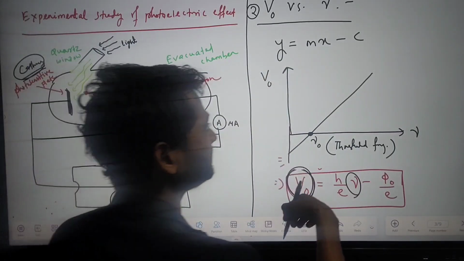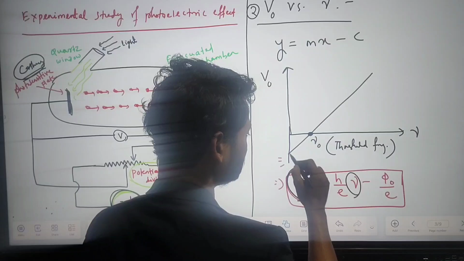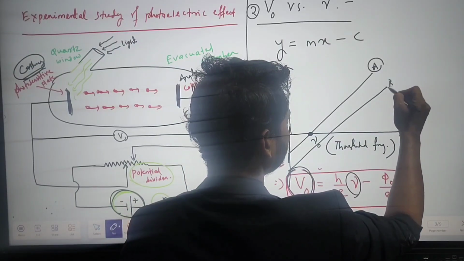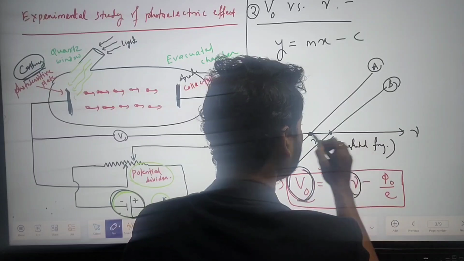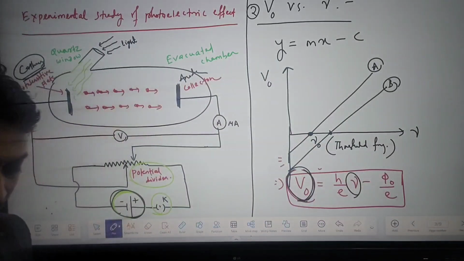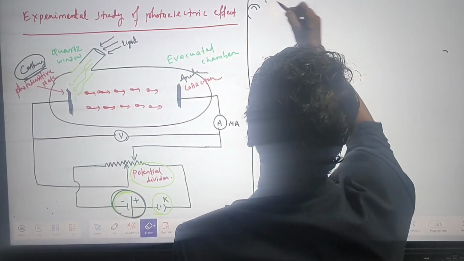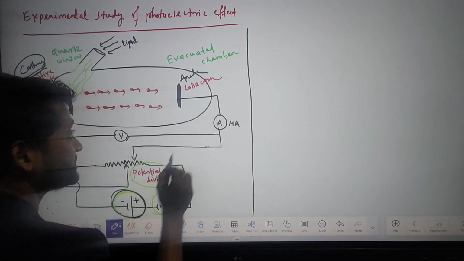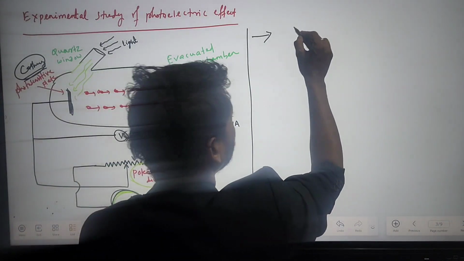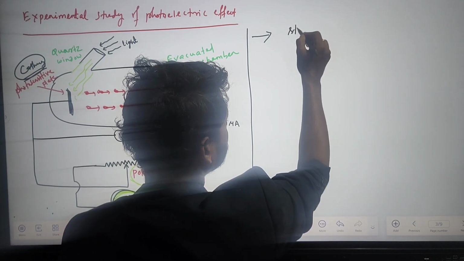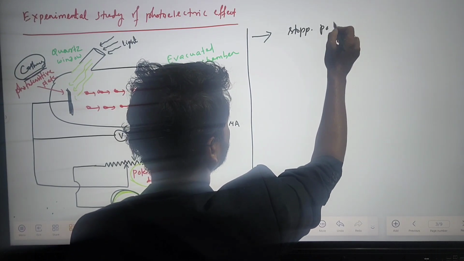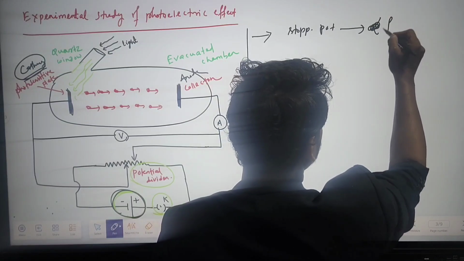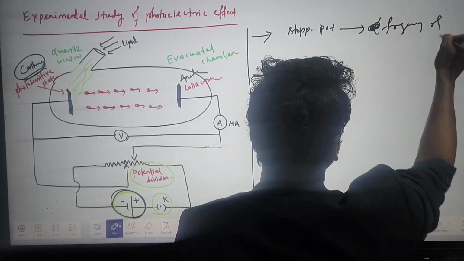For different metals, we get different threshold frequencies, but the nature of the graph will be the same. There are two metals, let A be one metal and B another. The nature of the graph will be the same, but both have different threshold frequencies. So what we conclude from this graph, the first point, is that stopping potential is directly proportional to the frequency of incident radiation.